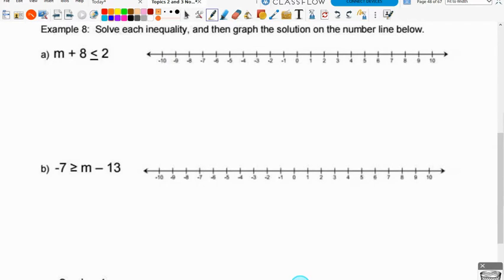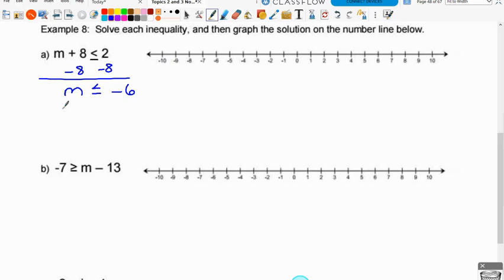In example 8, we're going to solve each inequality and then graph the solution on the number line. So in letter A, it says m plus 8 is less than or equal to 2. The variable is on the left, but it's not alone. It's got that positive 8 there. So we're going to have to subtract 8 from both sides. On the left, 8 minus 8 is 0, leaving us with m. 2 minus 8 on the right is -6. And subtracting will preserve the inequality symbol. So this is going to say that m is less than or equal to -6.